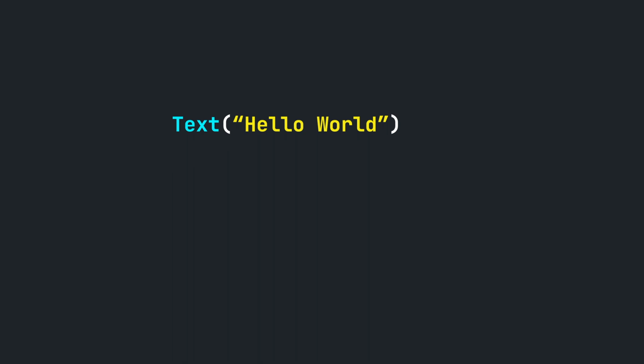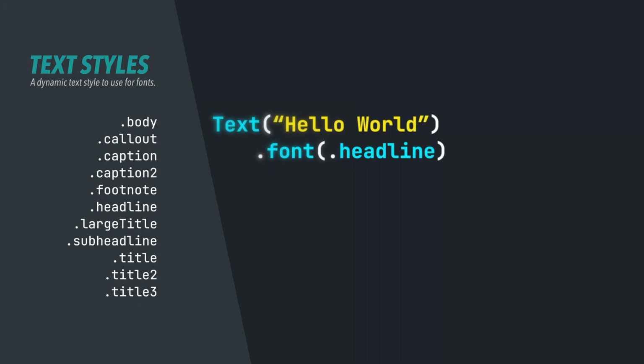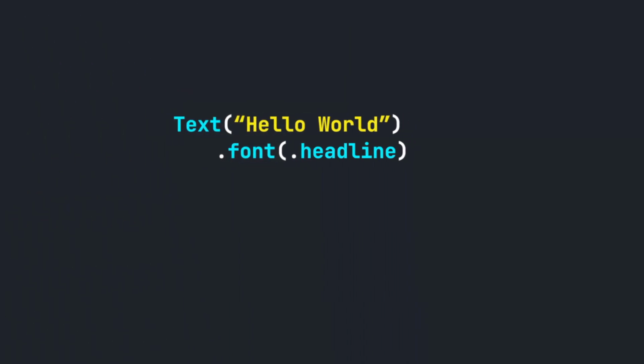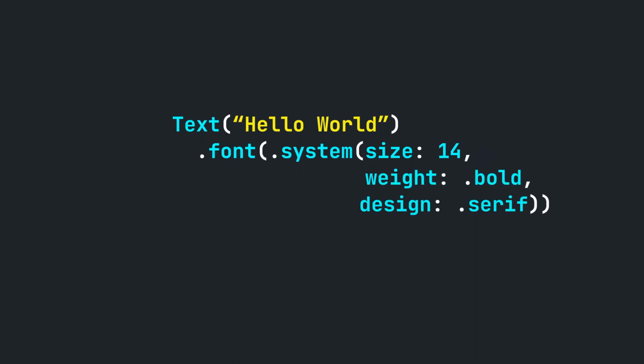By adding the font modifier after the text view, we can use a different standard font like headline. There are a number of text styles we can use out of the box. We can also use the font modifier to format custom text styles. Let's say we want to make our text view use a font size of 14 with a font weight of bold and a design of serif using an italic script.